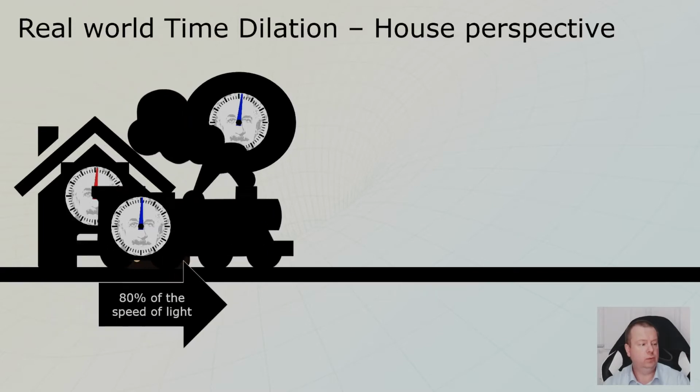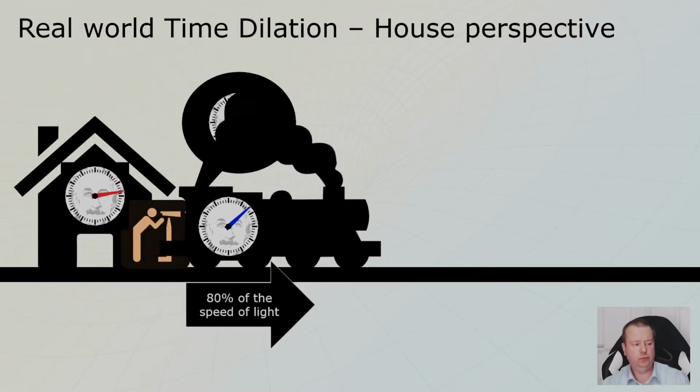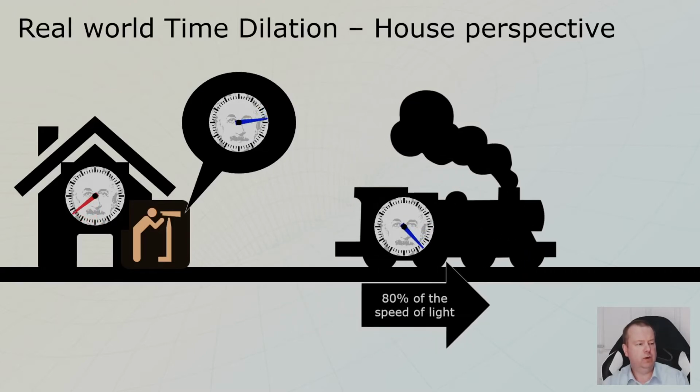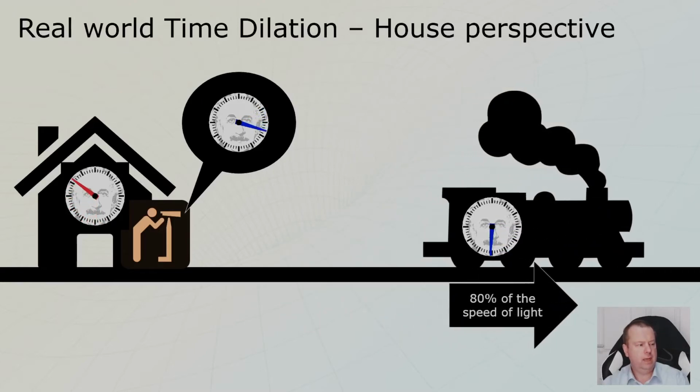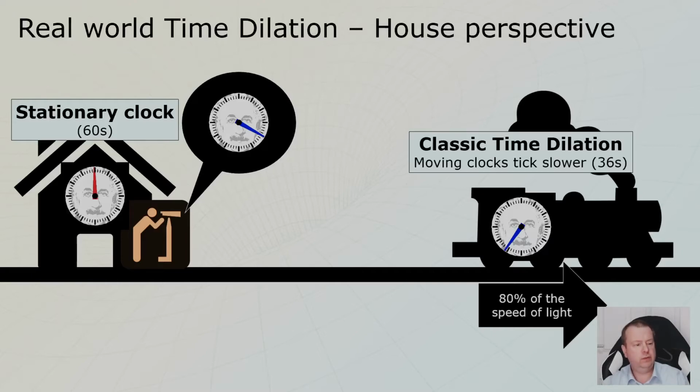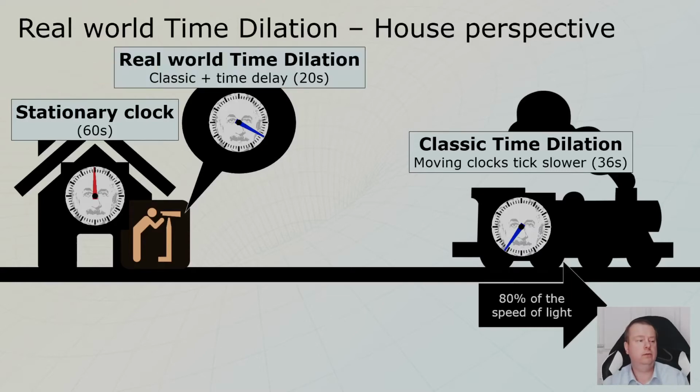And I did these two animations. The animation is still jumpy. I don't know how to fix this. But here they run. And in this case, they also should end at the same time. But nevertheless, the clock in the house moved 60 seconds. Einstein will tell us that the clock in the train moved 36 seconds. Classic time dilation. Real world time dilation, the telescope will tell us 20.